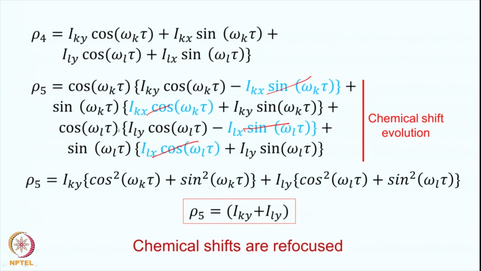So, the chemical shift evolution has completely been refocused except for the change in the sign here, and that of course will depend upon the sign of the 180 degree pulse, and accordingly we could have had a different minus sign here as well. We will also see that later. So, therefore, the chemical shift information is completely refocused. We got back the basic operator as we had in the beginning.